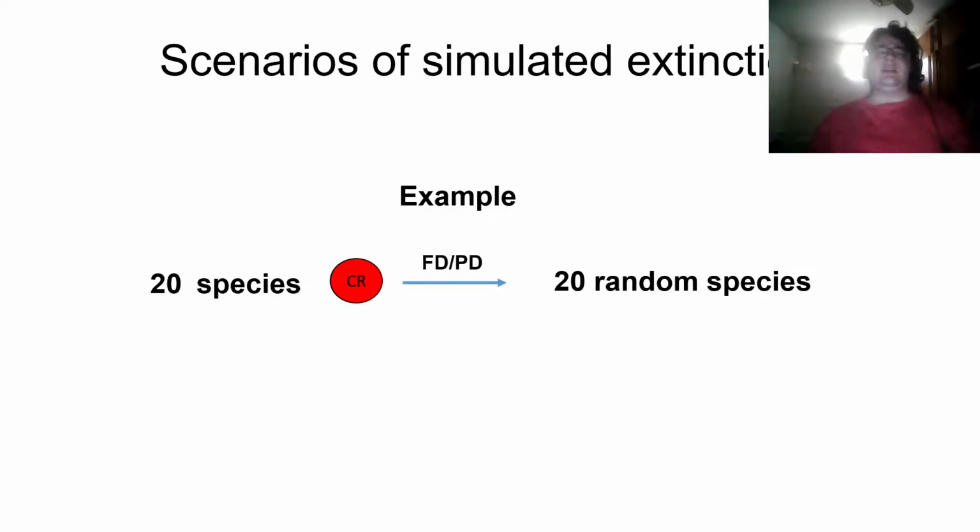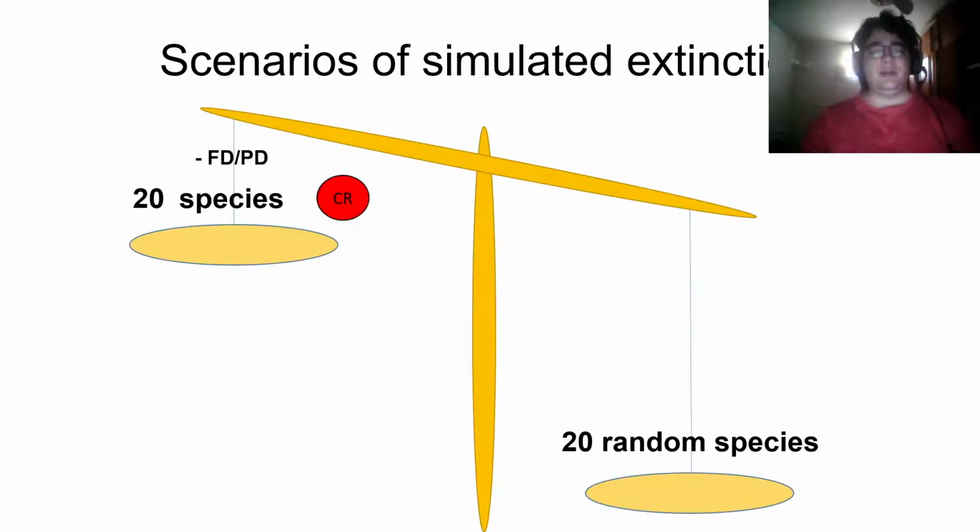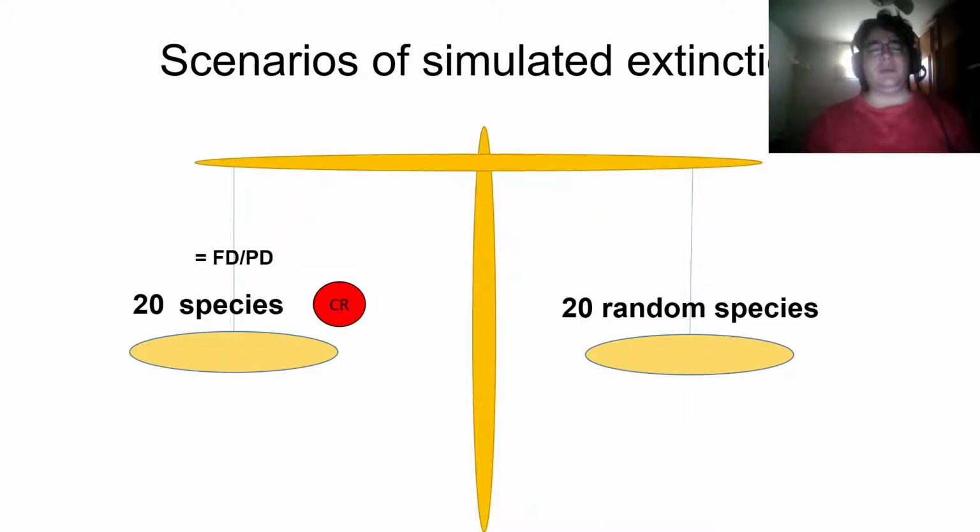So we studied scenarios of simulated extinction. For example, we had 20 species in the critically endangered category, and we wanted to see if the extinction of these 20 species led to a higher loss of functional and phylogenetic diversity than the extinction of 20 random species. So we could have a higher loss, a lower loss, or an equal loss of phylogenetic and functional diversity.